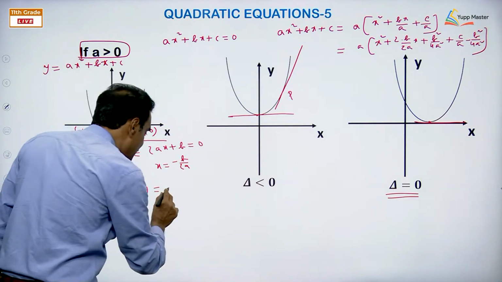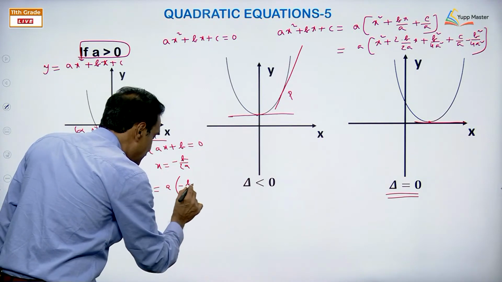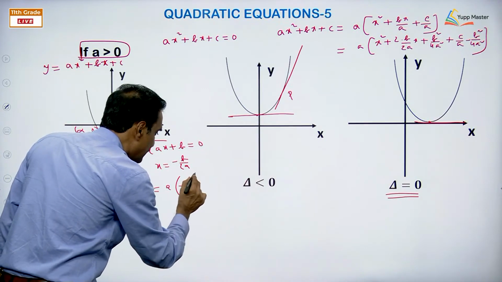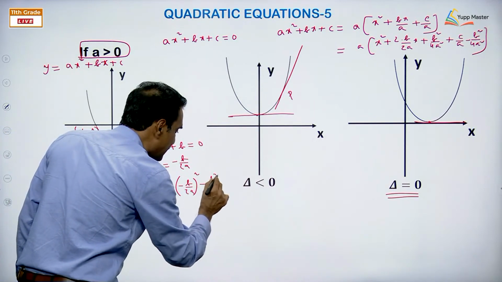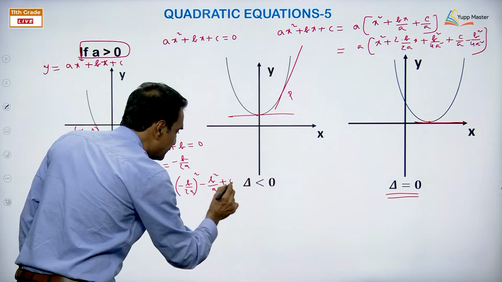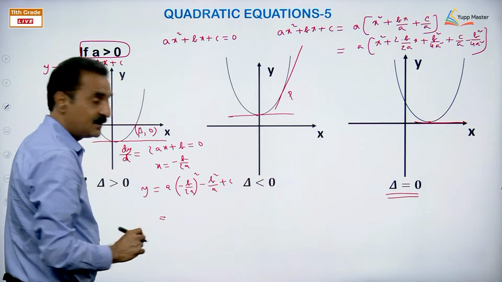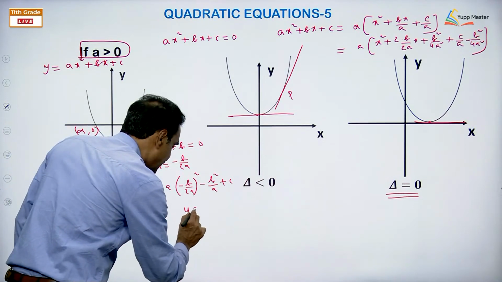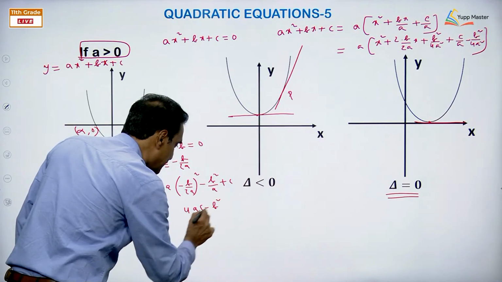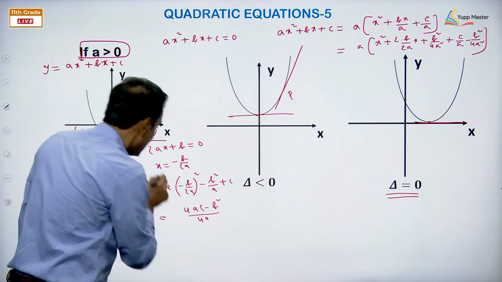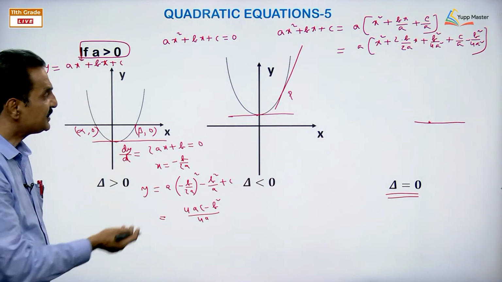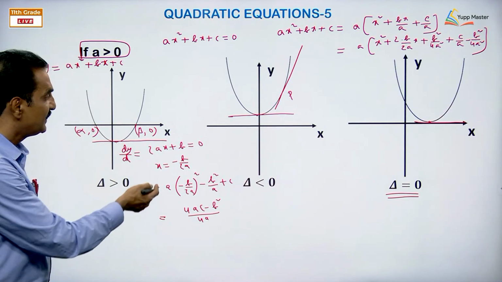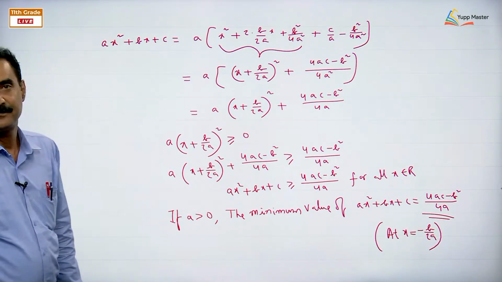Y is equal to a into minus b by 2a whole square plus b into minus b by 2a, which is minus b square by 4a plus c. If you simplify it, you will get 4ac minus b square by 4a. This is very simple. This proof is very simple. Otherwise, you have to understand the proof like this.